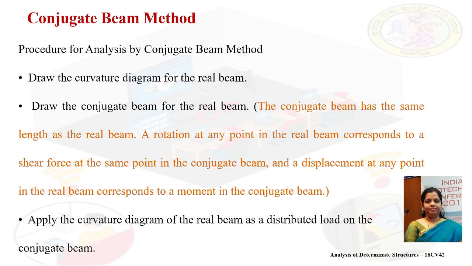Procedure for analysis by the conjugate beam method. First, we need to draw the curvature diagram for the real beam. Second, draw the conjugate beam for the real beam. The conjugate beam has the same length as that of the real beam. A rotation at any point in the real beam corresponds to a shear force at the same point in the conjugate beam, and a displacement at any point in the real beam corresponds to a moment in the conjugate beam. Next, apply the curvature diagram of the real beam as a distributed load on the conjugate beam.